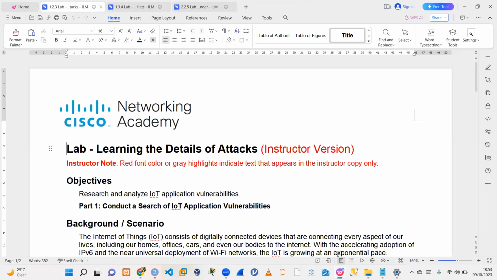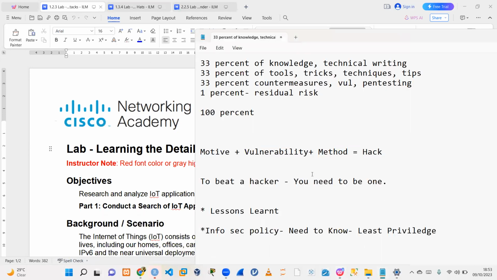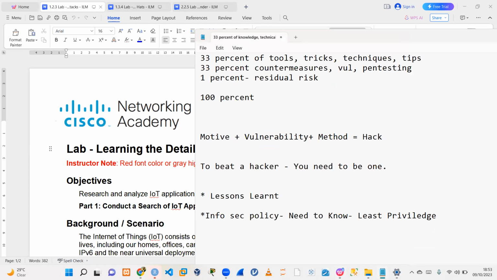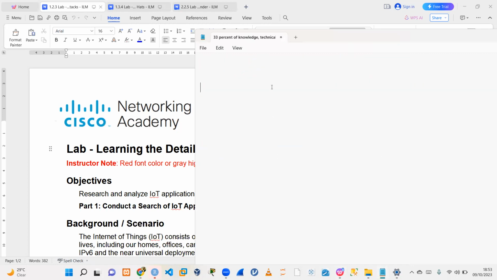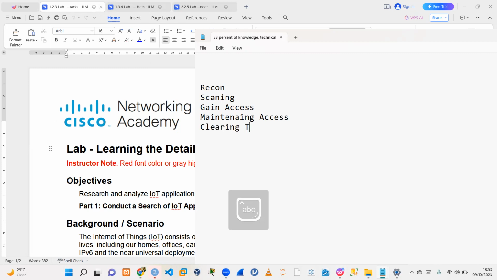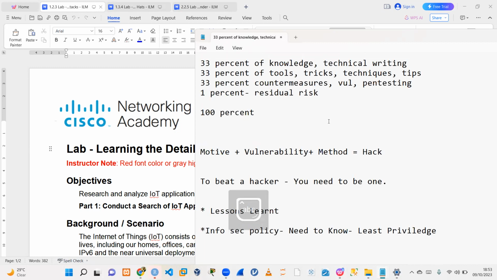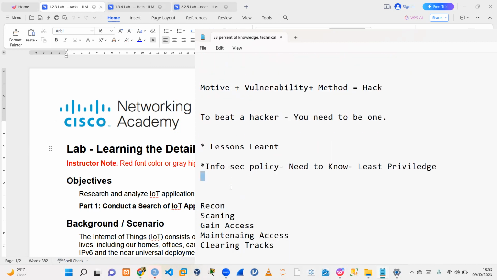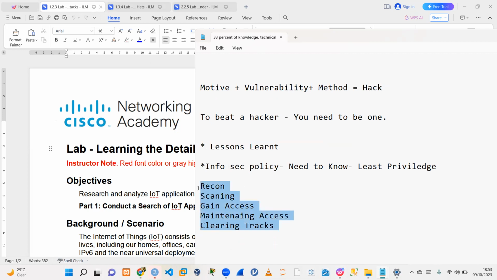Now, for every attack to happen, you must have learned at this point that it follows 5 stages. So we say recon, we say scanning, we'll say gaining access, we'll say maintaining access, and we'll say clearing tracks. What this means is that as a cybersecurity analyst, listen closely.